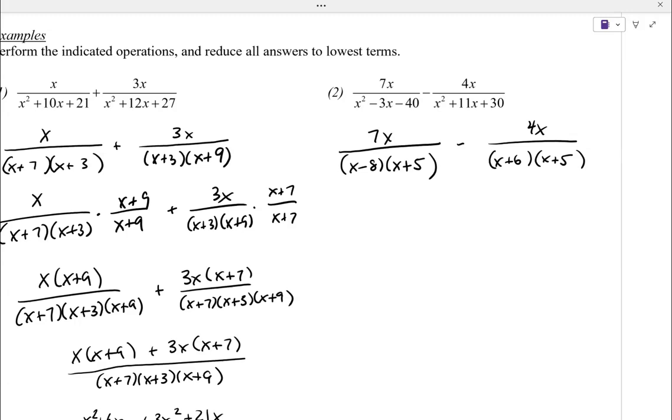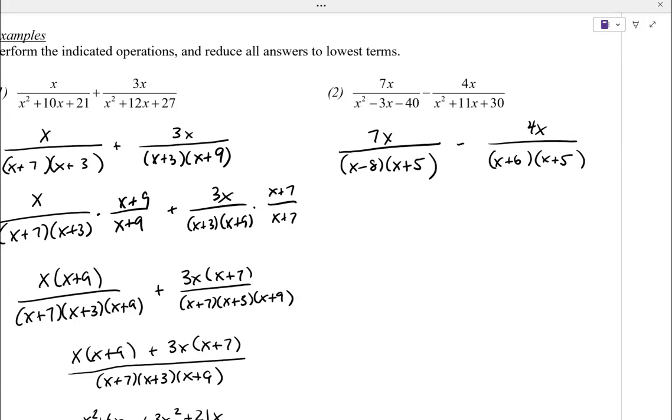Good. Yeah, so I need, since this one has x minus 8 in it, they both have to have x minus 8, right? Since this has x plus 5, they both have to have x plus 5. Since it has x plus 6, they both do, right? So the three factors that we'll see in our common denominator are x minus 8, x plus 5, x plus 6. Every distinct factor that you see has to be in the denominator for a common denominator.